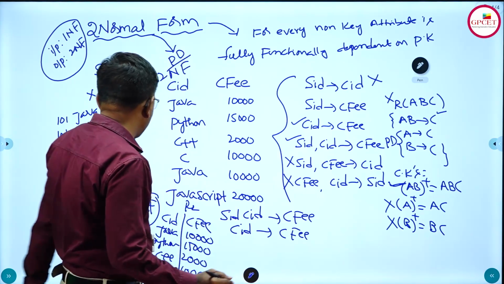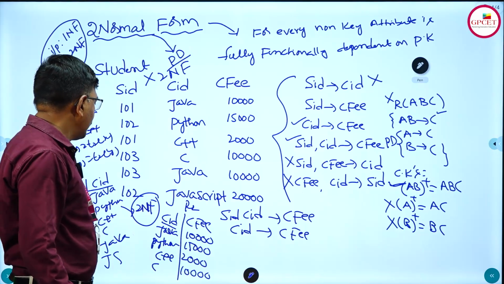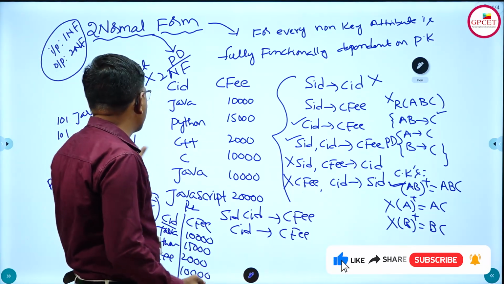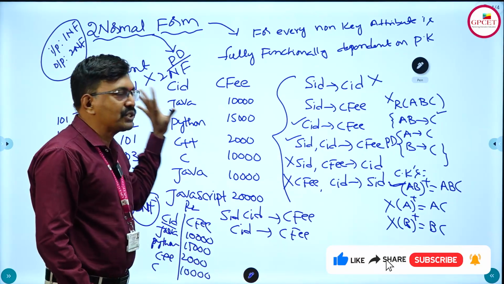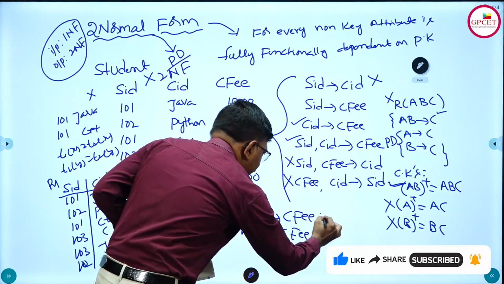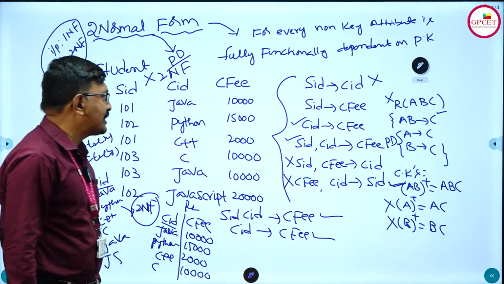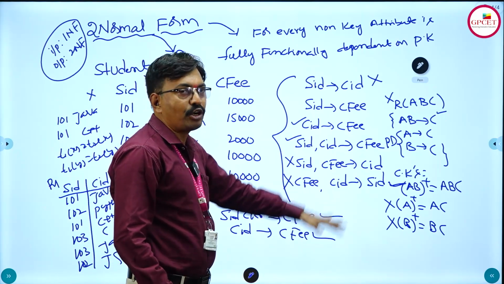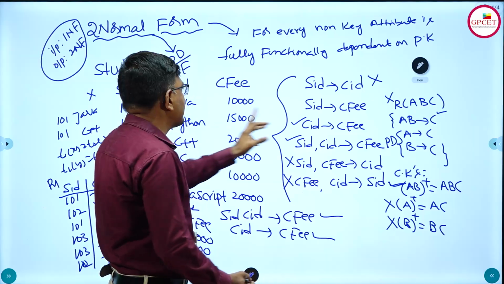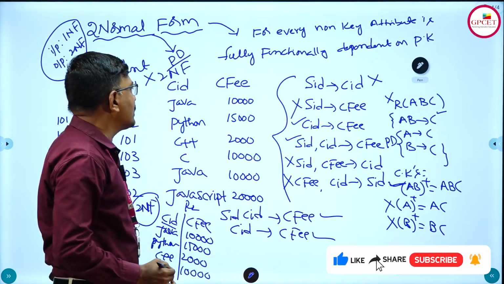Why? Because after decomposition, CID is a primary key. Observe here, this is the second normal form. Before decomposition, what is the student table? The student table is not in the second normal form. Why? Partial dependency is there. This is the first dependency, functional dependency is satisfied. The second one, CID tends to course fee, is satisfied. Based on the functional dependency combination, SID tends to CID, SID tends to course fee is not satisfied.